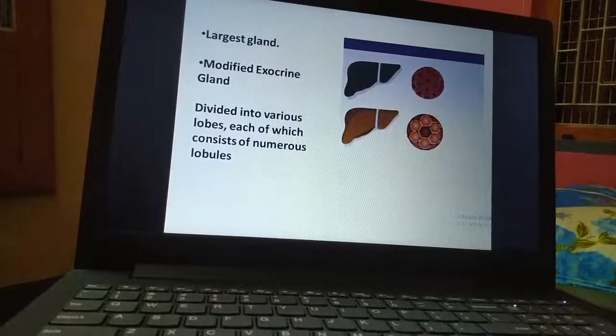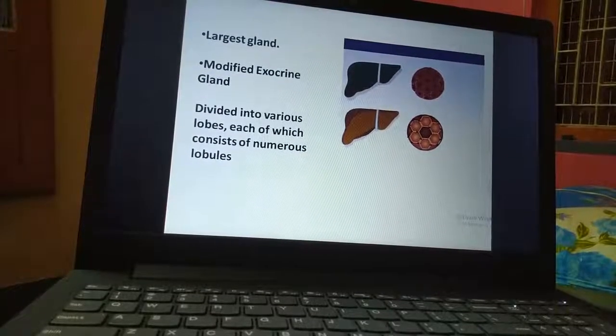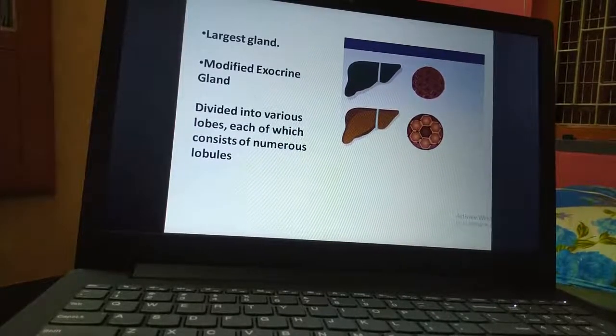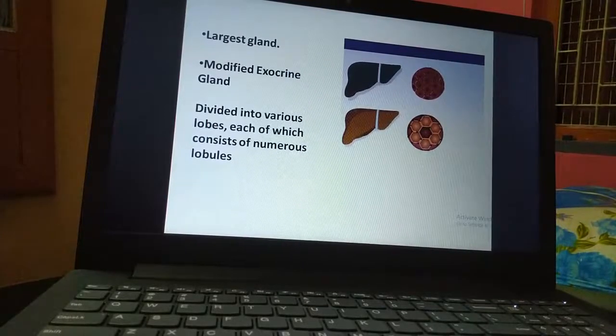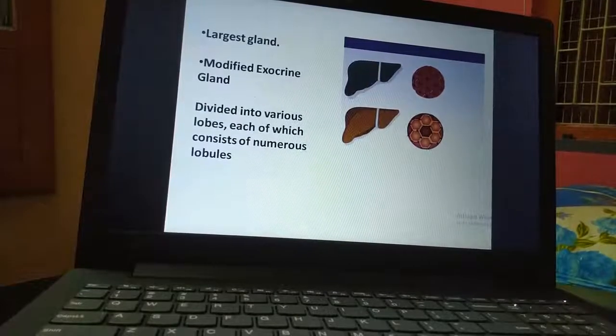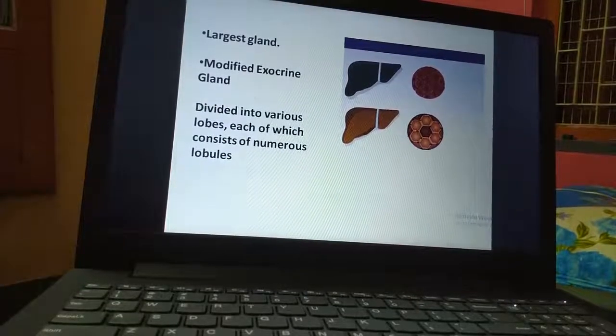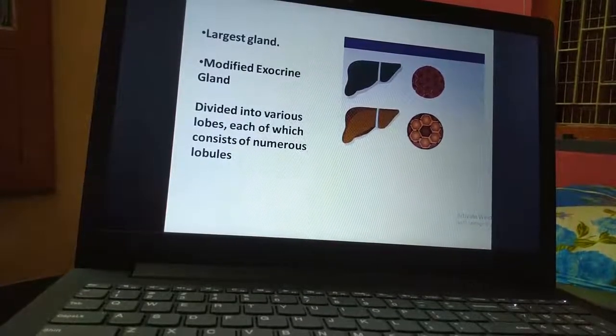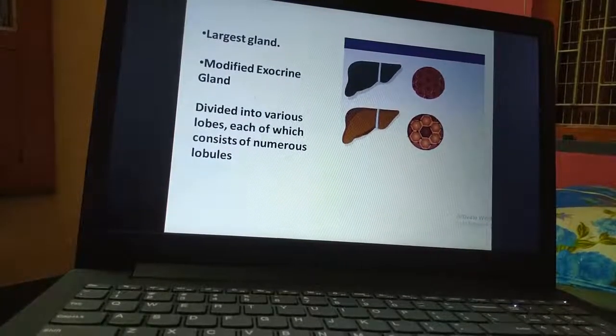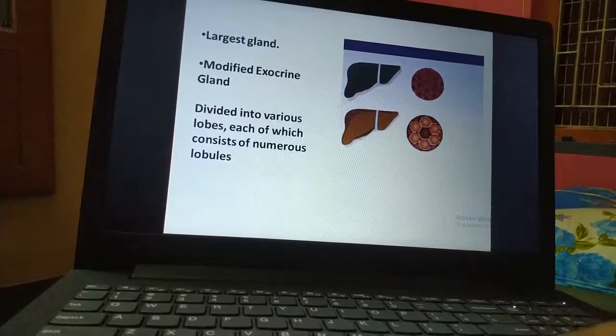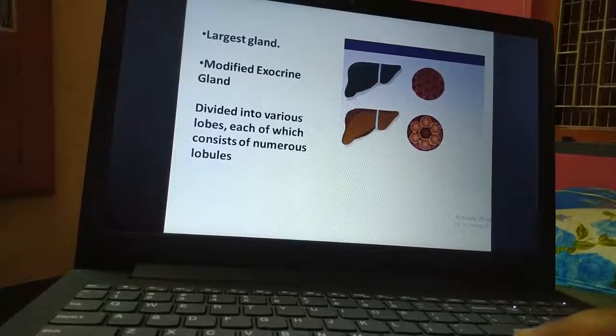Now, the liver is the largest gland of our body, situated mainly in the right hypochondrium below the right diaphragm in the abdomen. It is a modified exocrine gland, and it is divided into various lobes, each of which consists of numerous lobules. As the topic is about the microscopic features, we are directly coming to the microscopic features of the liver.